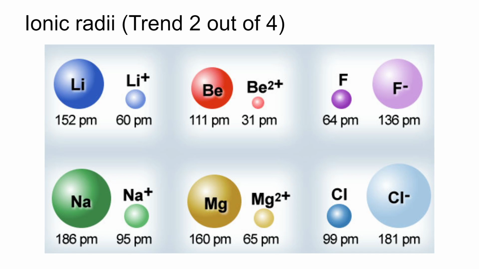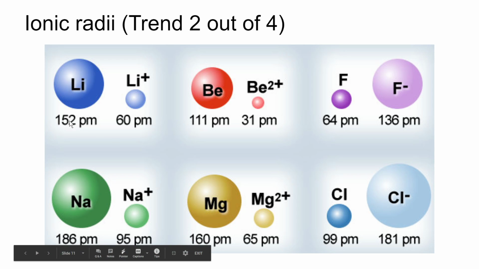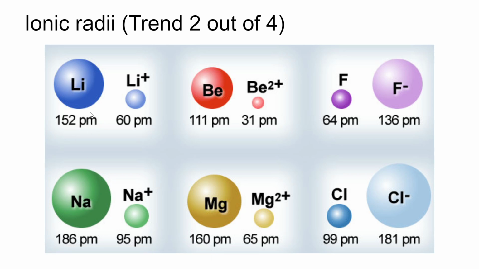So, let's have a look at this. Let's see what's happening here and try to figure this one out. We've got lithium here, and it's 152 picometers. A picometer is smaller than millimeters and micrometers, and smaller than nanometers, which is 10 to the negative 9 meters.